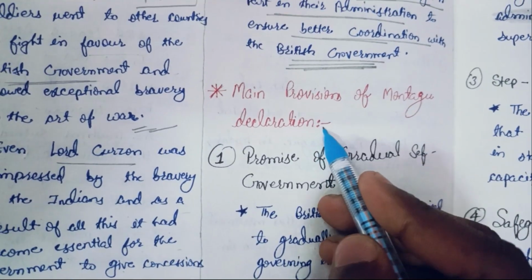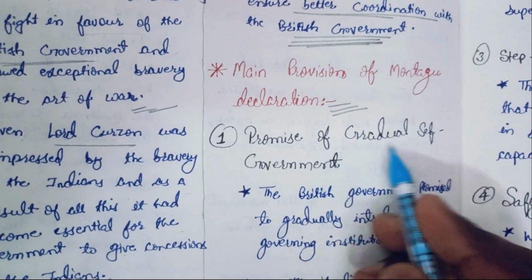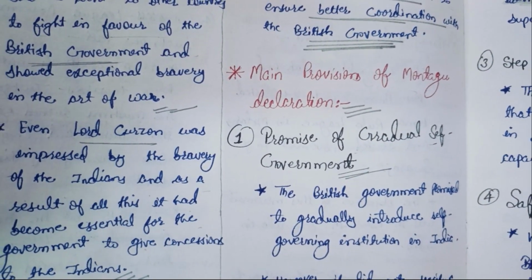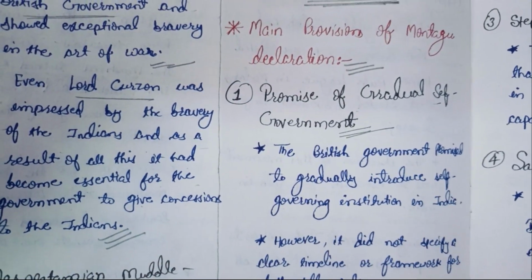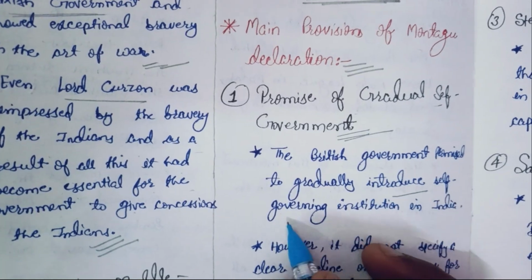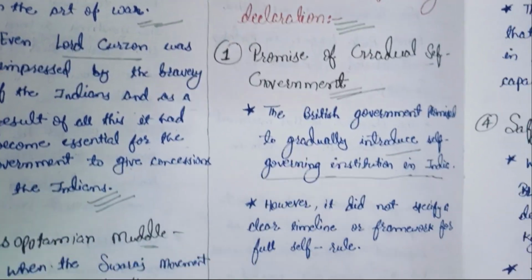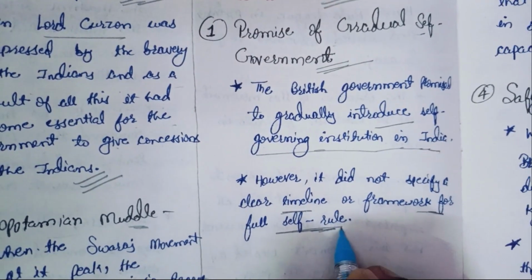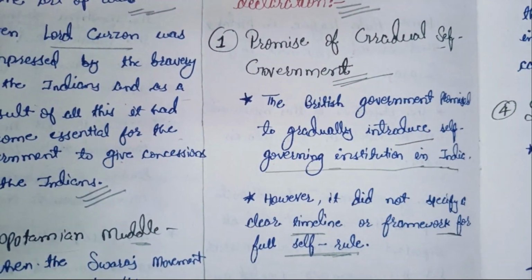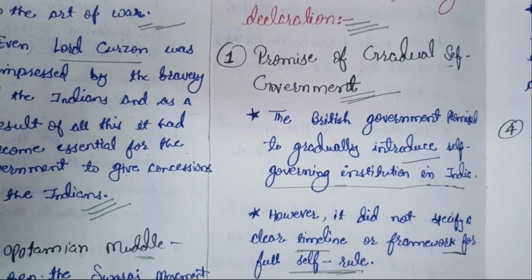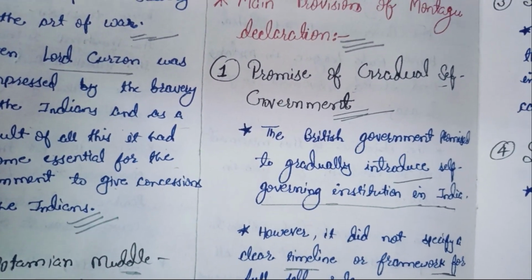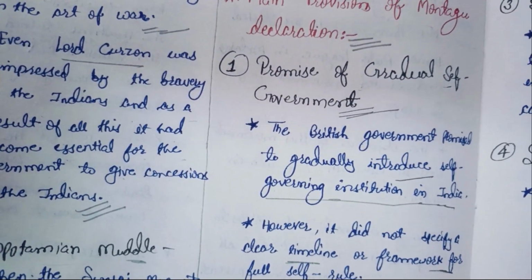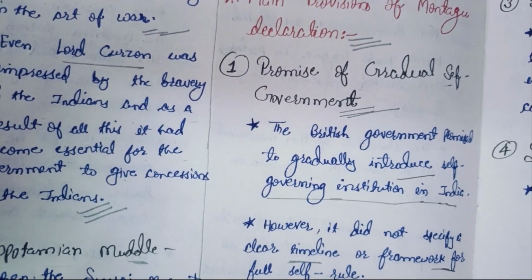Now let's see the main provisions of the Montague Declaration. Number one was the promise of gradual self-government. This was the first time that the British government officially promised to introduce self-governing institutions in India. However, it did not specify a clear time or framework for full self-rule, and later we will see that not giving a perfect timeline of self-rule proved to be the reason for the failure of this Montague Declaration 1917.